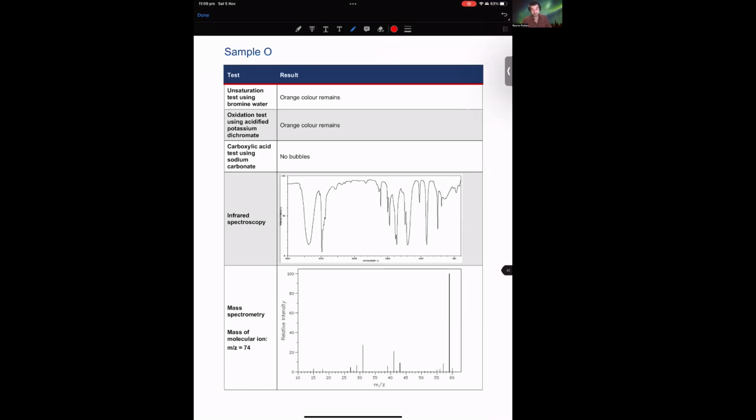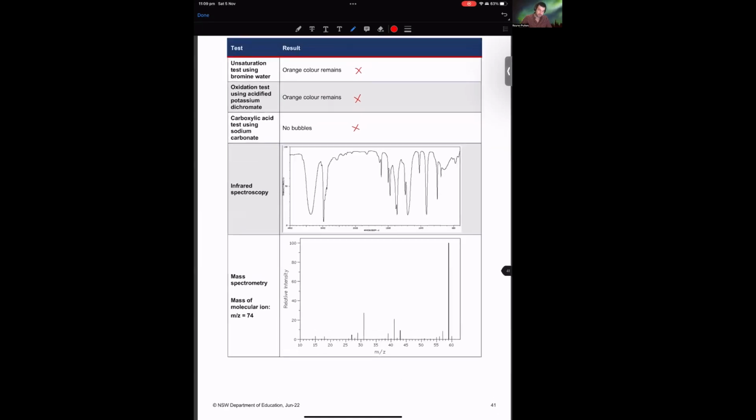Now, as I've done with other examples, I'm going to talk through the three tests at the beginning first, just because it helps to narrow down our options when we start to consider some of the other data. So first of all, for an unsaturation test, we can see we have a negative response. There are no double or triple bonds present. For our oxidation tests, we can see another negative response, meaning that there's nothing that can be oxidized present. And then finally, for the carboxylic acid test, we can see that there are no bubbles. So another negative response, no carboxylic acid presence.